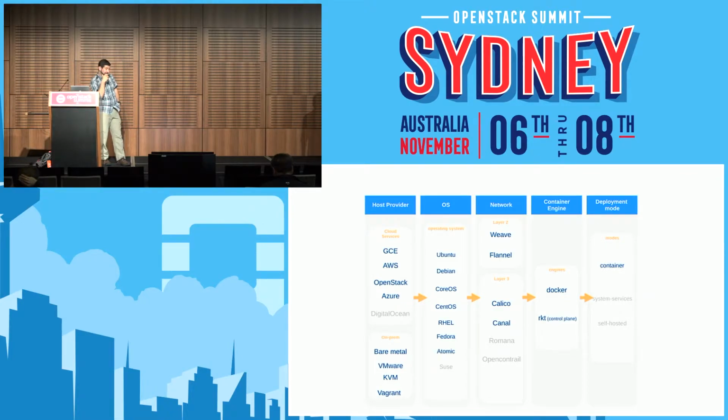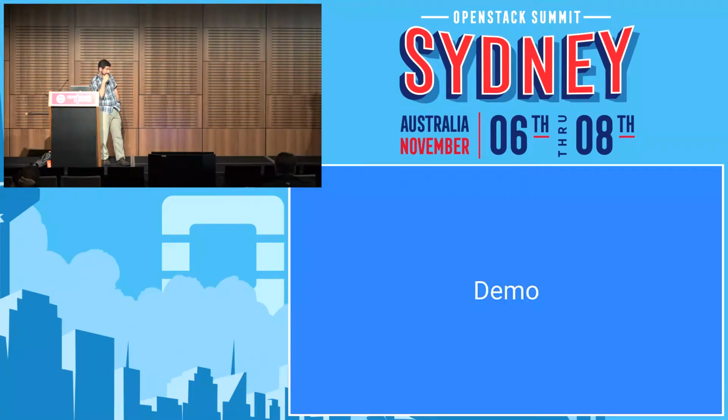You may use multiple container runtimes with Kubespray. It's Docker and Rocket. Today, Rocket is supported only for the control plane, but again, if you see some benefits of using Rocket for your control plane, you can use Kubespray with these options. And multiple deployment modes. So now it's demo time.